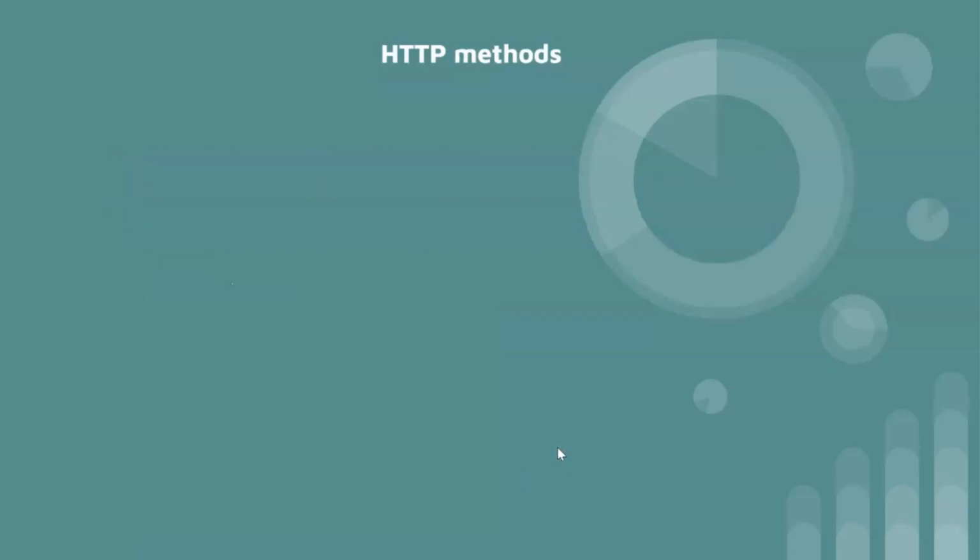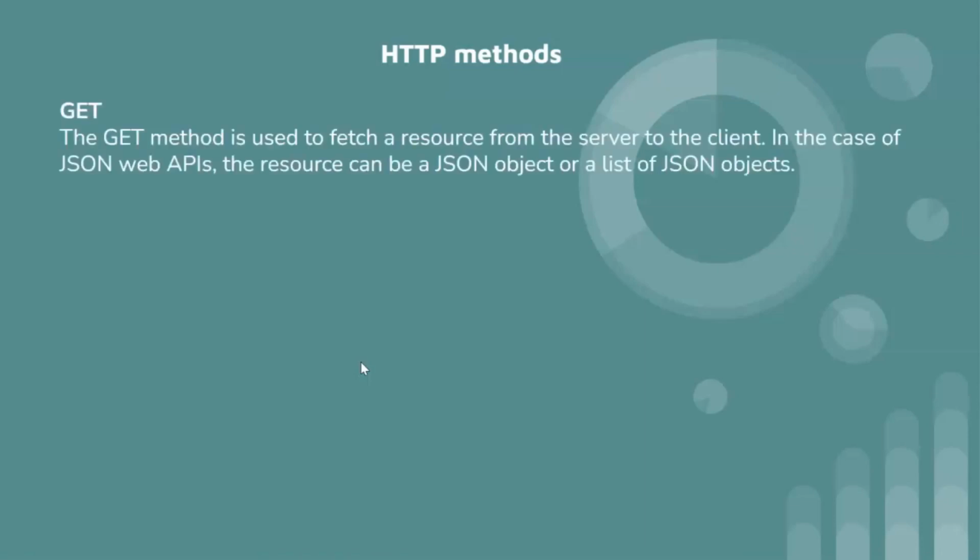Now the most important thing in JSON is the HTTP methods. Similar to CRUD, that is create, read, update, delete methods, there is a set of HTTP methods. Every HTTP request uses a specific method. The default is the GET. The choice of the method depends on the request's intended purpose.